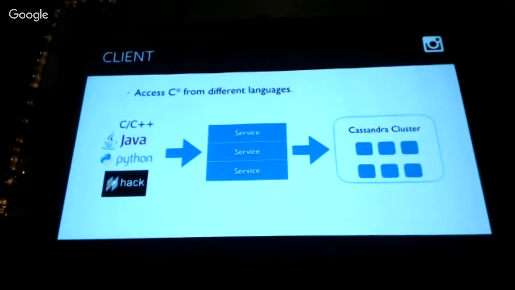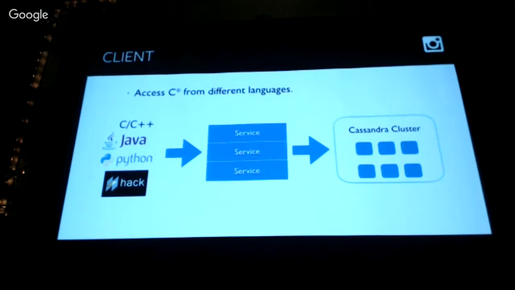For client, in Instagram or in Facebook, we have different stacks. Like we have Python, which is mostly used in Instagram. We also have C++, Java, and Facebook's version of PHP. So we do not want to maintain a fat client for each language.